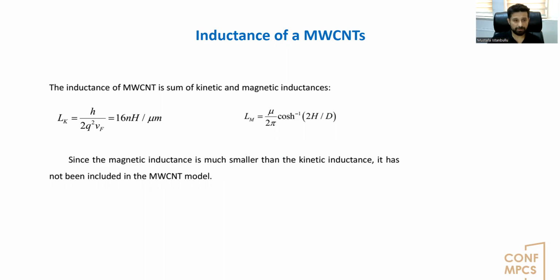The inductance of multi-wall carbon nanotube is similar to that of single-wall carbon nanotubes, composed of kinetic and magnetic inductance as well known in the literature. The kinetic inductance is 16 nanohenry per micrometer. Here, Q is the charge of an electron, h is again Planck's constant, and Vf is the Fermi velocity. Since the magnetic inductance is much smaller than the kinetic inductance, it has not been included in the multi-wall carbon nanotube model.